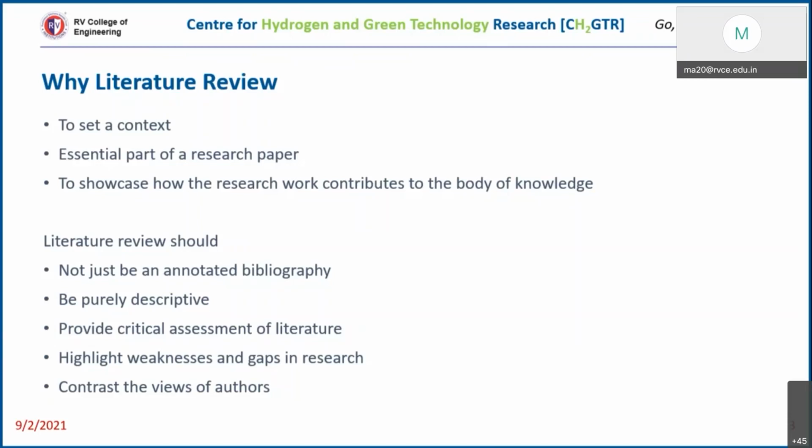So these are certain things which a literature review should include. And of course, it is not restricted to this. These are a few general guidelines, and depending upon the topic, there might be additions as well.